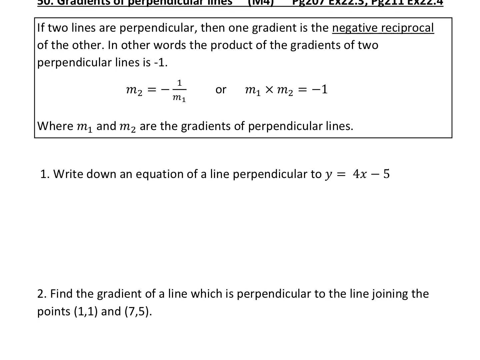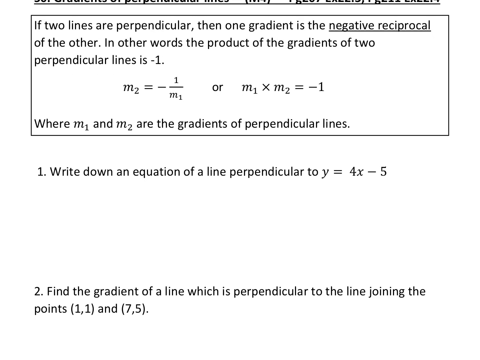So in example 1, we have to write down an equation of a line perpendicular to y = 4x - 5. Well, that line has a gradient of 4. So the negative reciprocal of 4 would be negative, and then the reciprocal of 4 is 1/4. So the gradient of the perpendicular is -1/4.